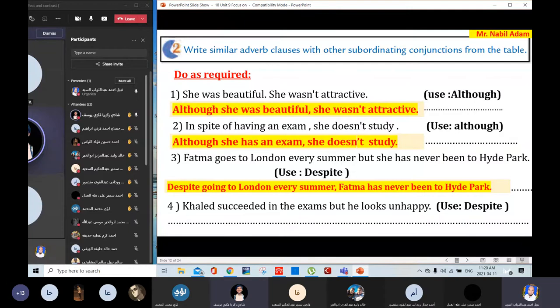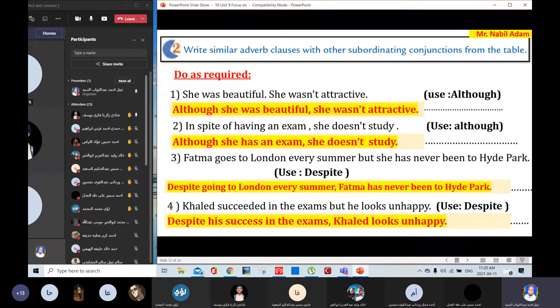After despite, what did you say? Successing. No, give the verb. The verb is succeed. Add ING. Succeeding. Yes. Despite succeeding or despite his success. So I can say despite his success in the exams, Khalid looks unhappy, or despite succeeding in the exams, he looks unhappy.